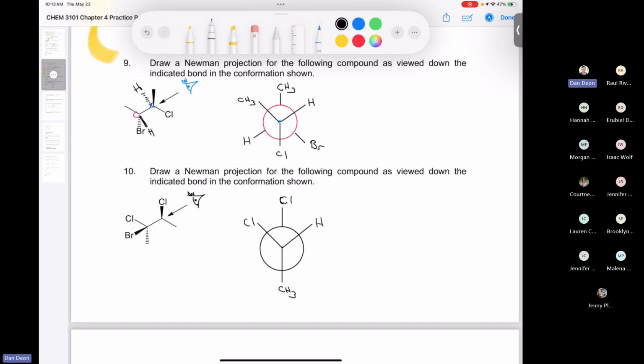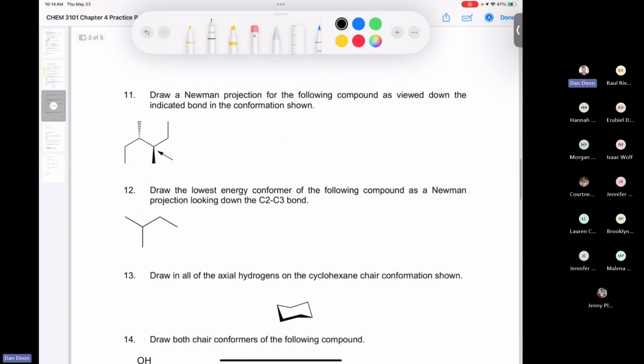There we go. Then we have the bromine, which is going to be on the same side as the chlorine on the left-hand side. And then we have the methyl group, which is going to be over here like this. There you go. So there's our Newman projection. You can see that it is in the staggered conformation. Let's move on to the next one.